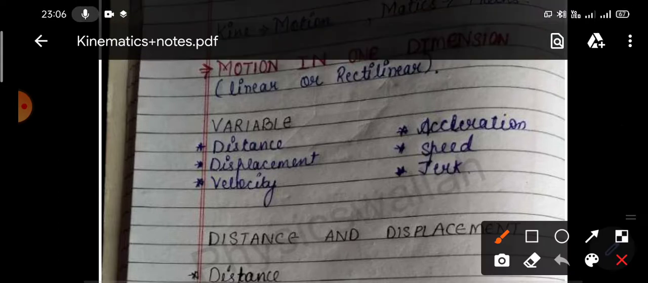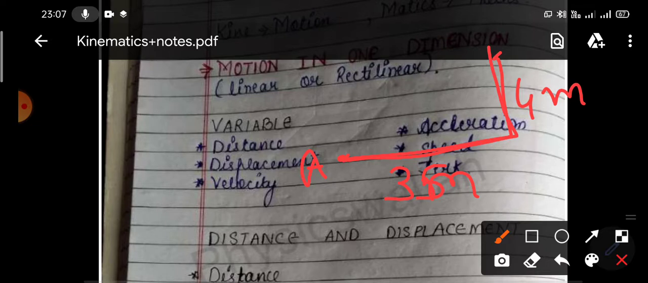Suppose you have started from point A and you covered 3 meter distance in each direction, and 4 meter distance in the north direction. So your distance will be 3 meter plus 4 meter, that means equals to 7 meter.